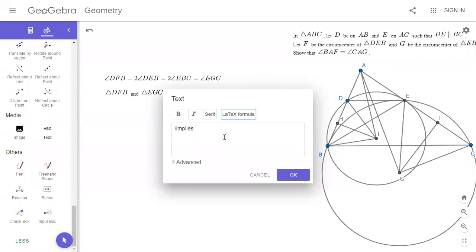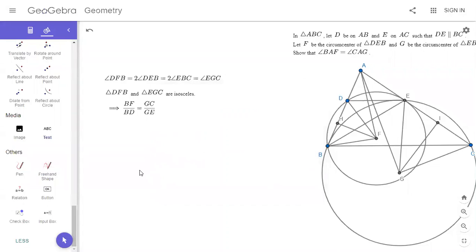Hold on just a second. We can say BF over BD is equal to GC over CE, and then because DE and BC are parallel, we are done. So BF over BD is equal to GC over GE by the proportionality theorem. Is that what you're thinking? Okay, and then yeah, now I see what you're saying.